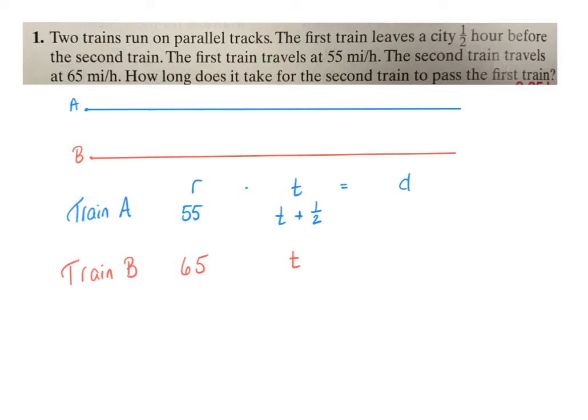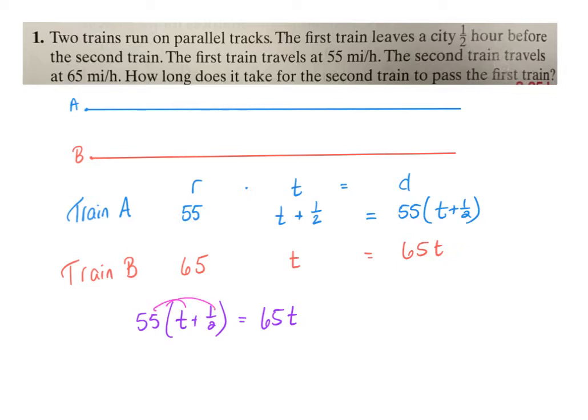All right. So distance, what is distance going to equal? Distance is always rate times your time, right? Same thing for the second guy, rate times your time. What do we know about these two distances? They are the same. In math, when they're the same, we put an equal sign. So we're going to say 55 times (t plus 1/2) equals 65t. All right. So we're going to distribute here and we're going to solve. All right. Distribute: 55t plus 55 over 2 equals 65t.